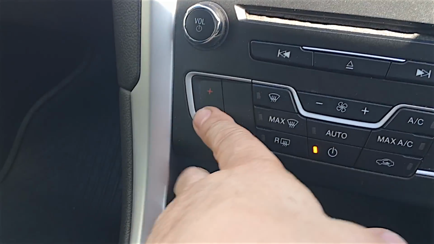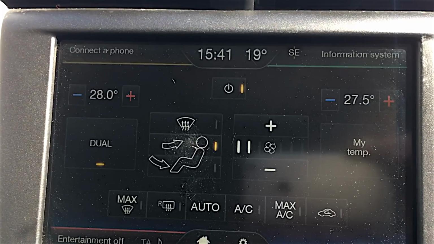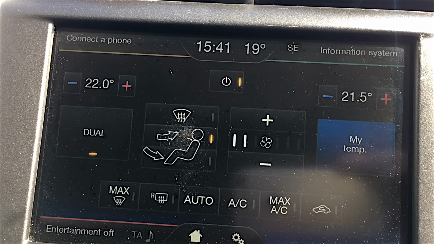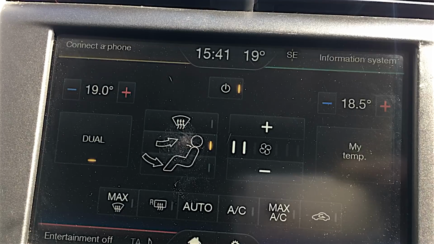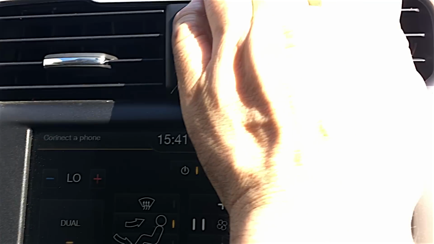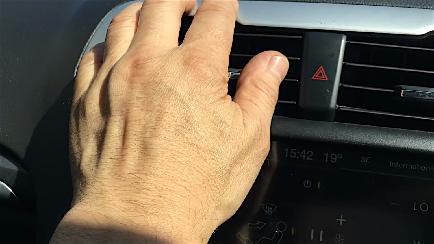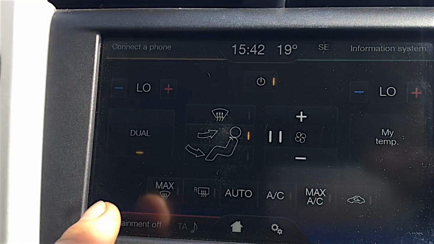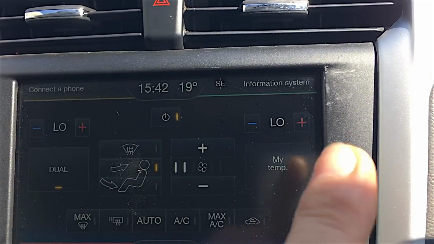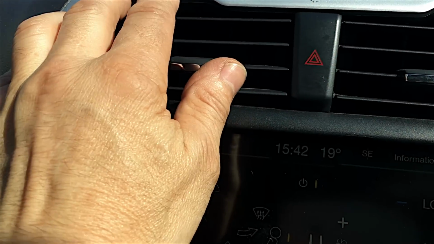So if I take my temperature, if I take them both down, I will bring them both down to very low. Yep, and now we've got cold air coming out of both vents. So as you know, on these climate control systems, I can set the passenger side temperature different to that of the driver's side temperature. But anyway, it's all working perfectly fine now.